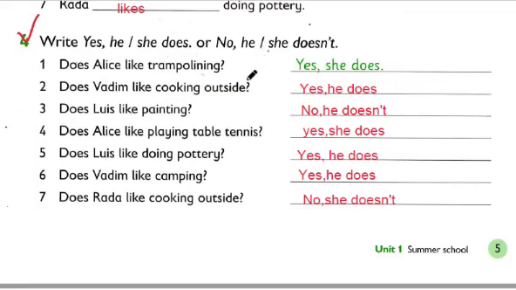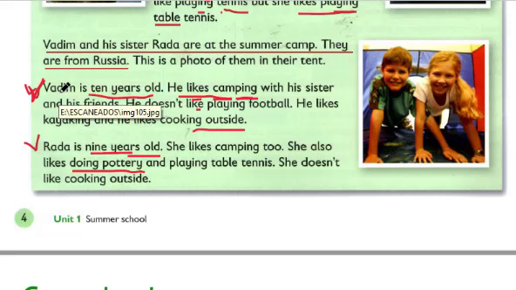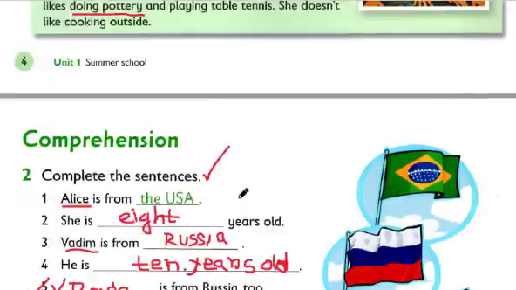Does Alice like trampolining? Yes, she does. It's done for you. The rest of the questions you have to do by yourself. Does Vadim like cooking outside? Yes, he does. Go to the passage. Vadim likes kayaking and he likes cooking outside. You have to check all the paragraphs.